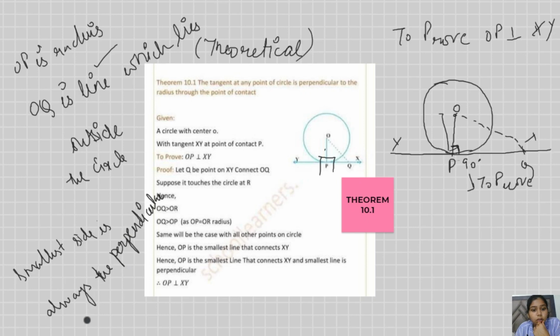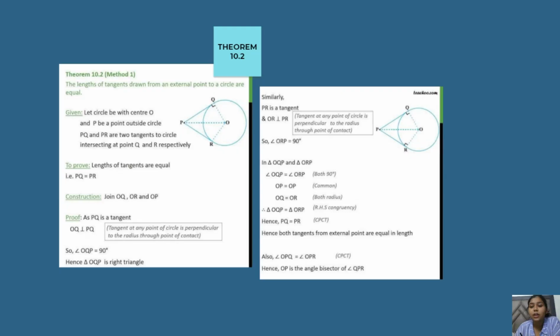It means angle OPQ is equal to 90 degrees, and hence we prove that OP is perpendicular to XY or PQ. I hope that's clear to you, how we have proven that a radius drawn to the point of contact on the tangent is perpendicular to the tangent, right?